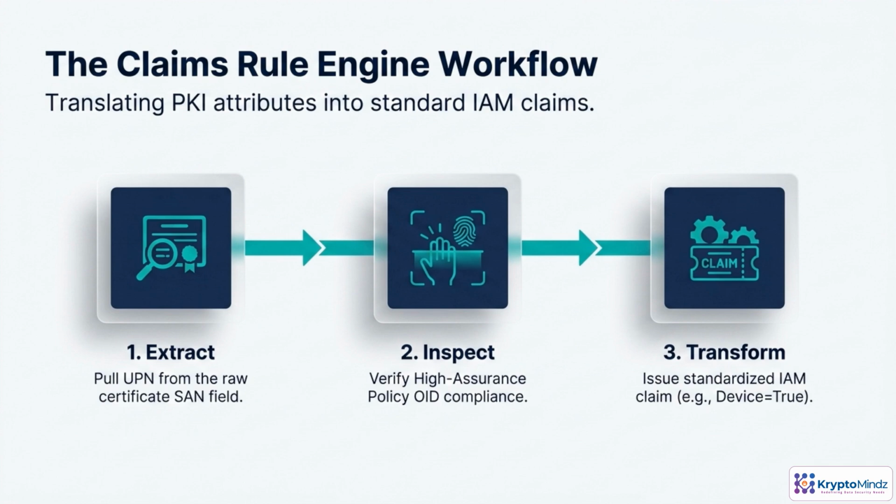The claims rule engine acts as the translator between certificates and IAM policies. First, it extracts identity data from the certificate, such as the UPN in the SAN, so it knows which account to associate with the sign-in. Next, it inspects the cert for assurance indicators, like a specific policy OID that represents a hardened issuance process. Finally, it turns that into simple claims, such as device is compliant, that ADFS or Azure AD can enforce downstream.